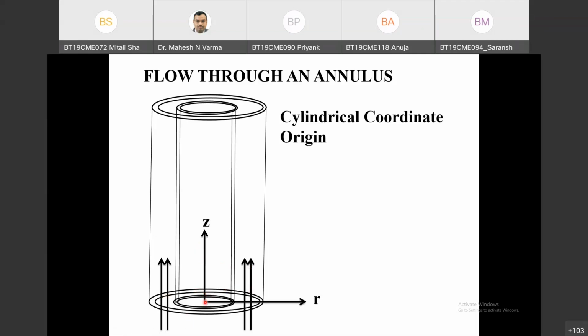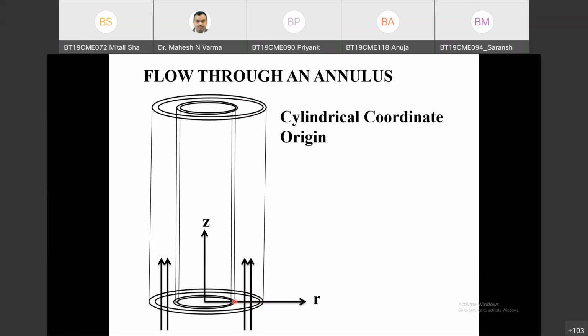So this is Z. The boundaries of Z are: Z varies from 0 to L, where L is the length of the tube. And R varies not from 0, but from kappa R to R. Z varies from 0 to L.